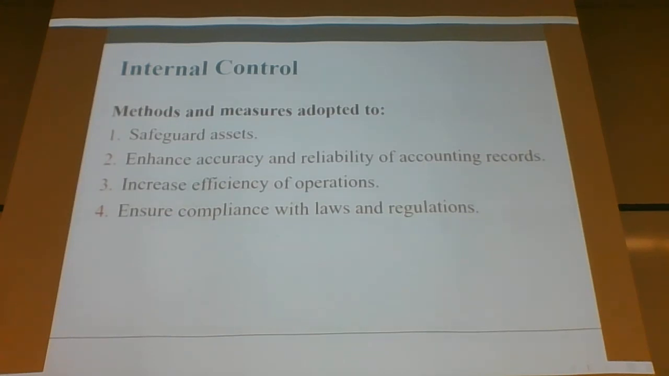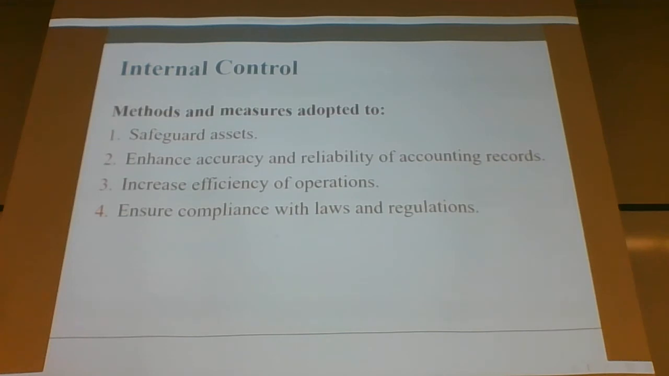So internal controls are strictly methods and measures adopted to safeguard assets. Doesn't mean that they're not going to get away from us, but we're going to try to keep them. We're going to try to safeguard them. Enhance the accuracy of accounting records. Okay, make sure they're fairly presented.